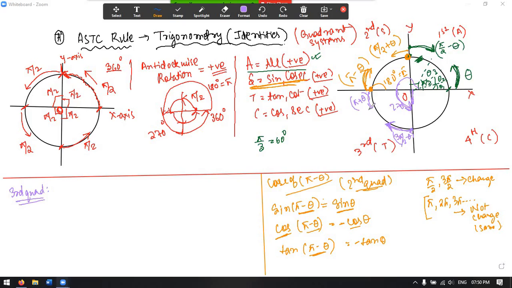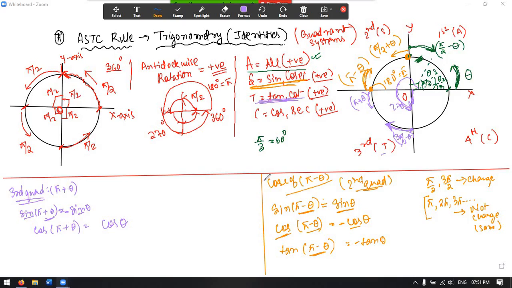Just see, in the third quadrant, if we write sine of pi plus theta, I guess everyone knows it, this will be sine theta. As there is pi, sine will remain sine. Pi plus theta is in the third quadrant. In the third quadrant only tan and cot are positive, that means sine is negative, so this will be minus sine theta. Clear? Next, cos of pi plus theta will be cos theta. Now it is in the third quadrant.